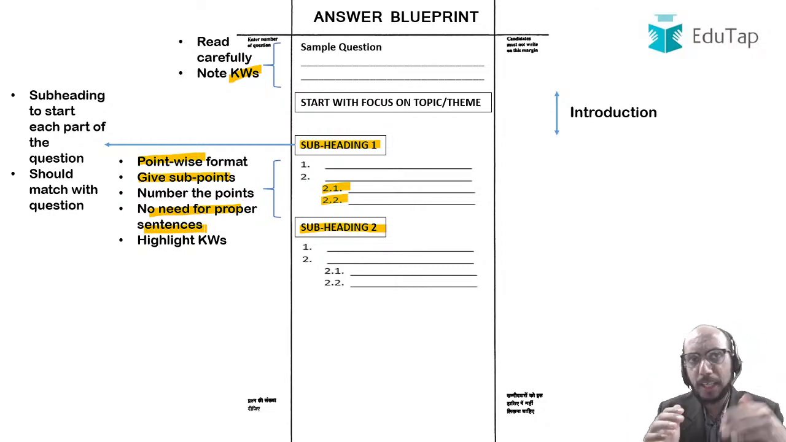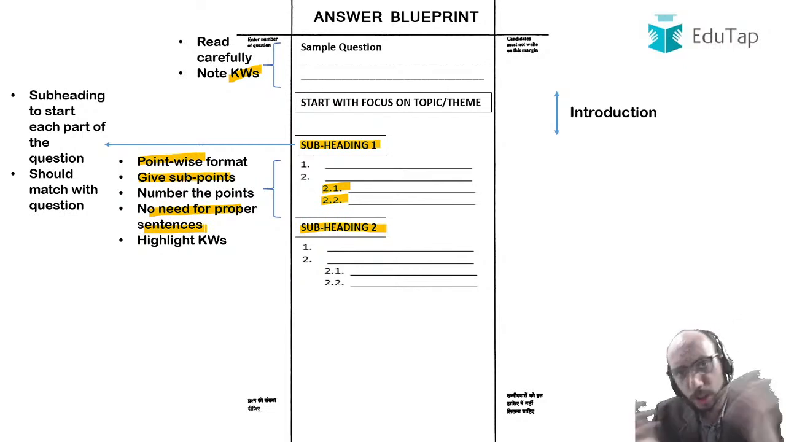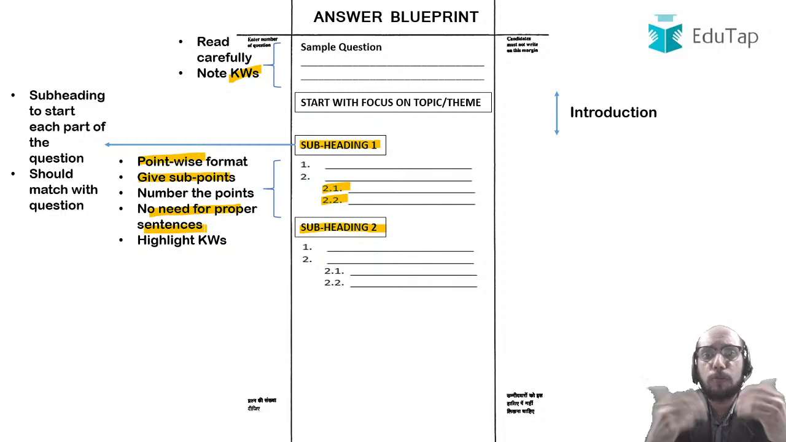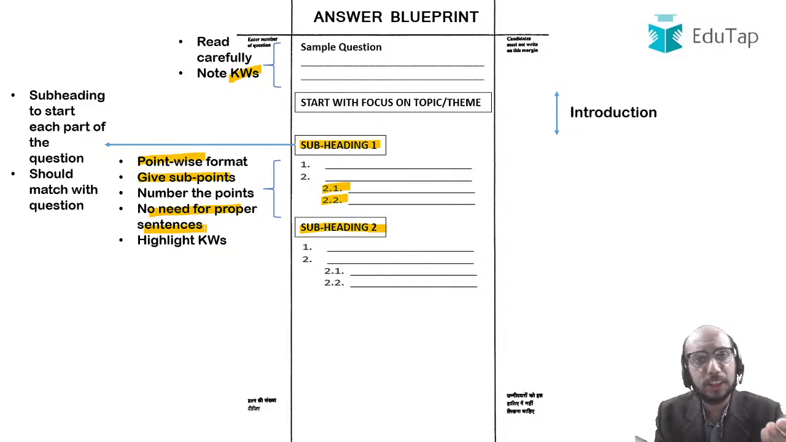That is the idea behind me saying that there is no urgent need for proper sentences. It doesn't mean that you can make grammatical mistakes, that your sentences in the introduction and conclusion can be absolutely wrong from a grammar point of view, or that typing mistakes are allowed. That is not what I'm saying. I'm not asking you to use short forms or WhatsApp abbreviations in the exam, like be right back, BRB, all that nonsense. I'm not talking about that.